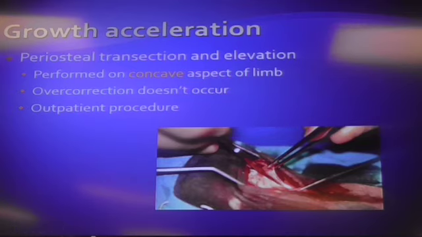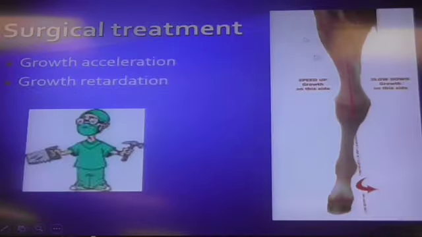If you spent time at any of the racecourse places, you've probably heard of it as the little strip. So periosteal transection and elevation is what it is. So you're going to perform that on the concave aspect of the limb. This is the concave aspect of the limb. The side is like curving towards, I guess, right?